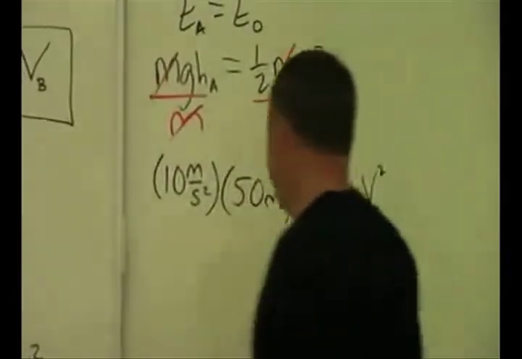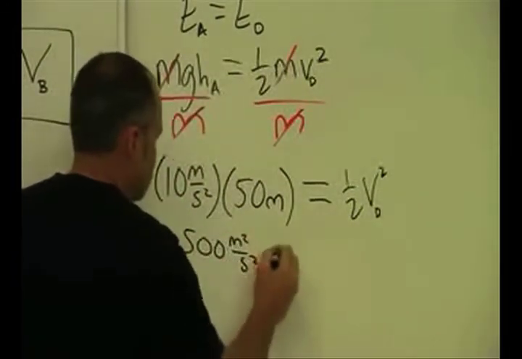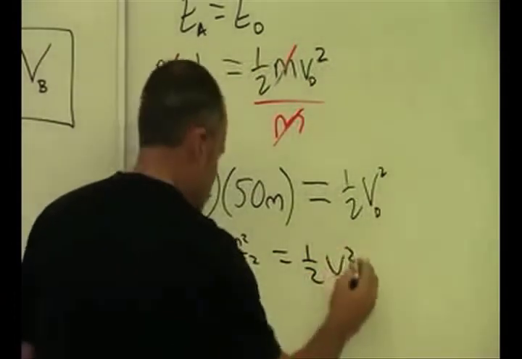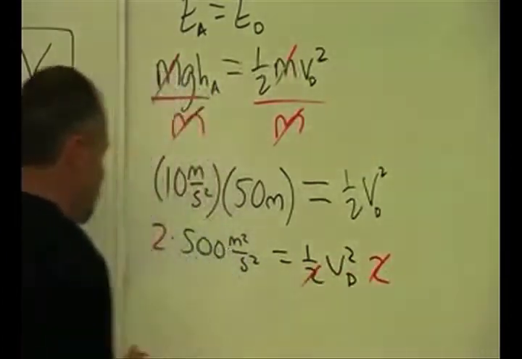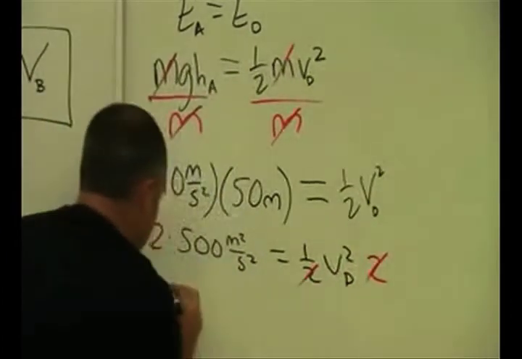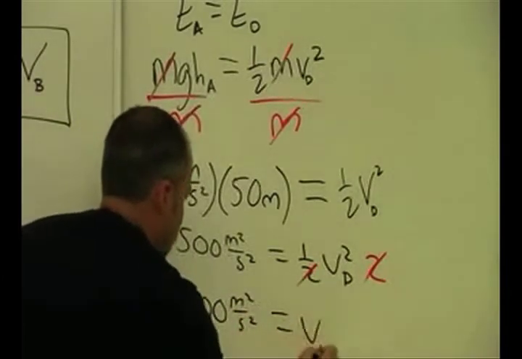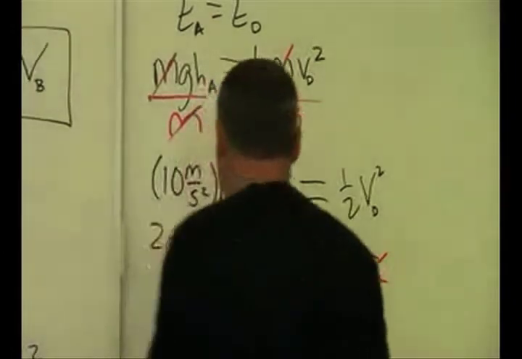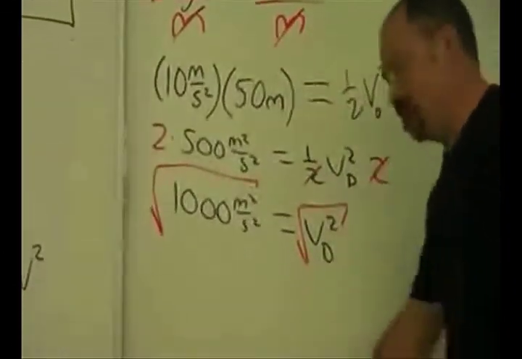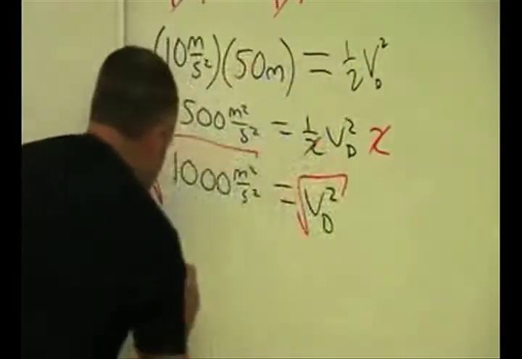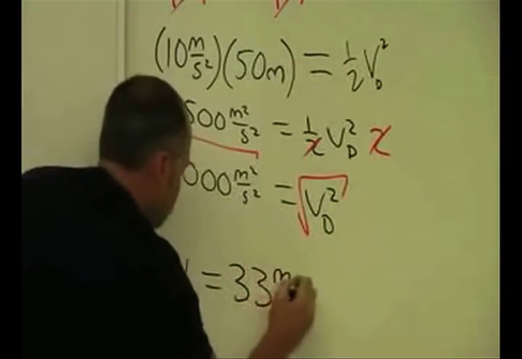Well, this is 500. And again, multiplying both sides by 2. Cancel, cancel. 2 times 500 is 1,000. And finally, taking the square root of both sides. Well, square root of 1,000 is about 33. So the speed at point D is equal to 33 meters per second.